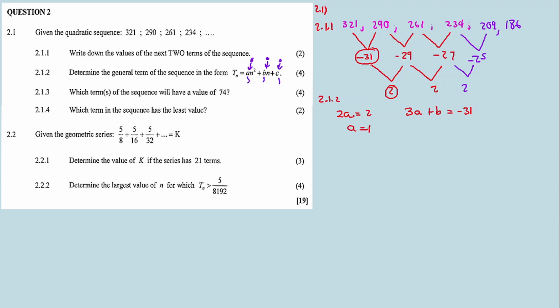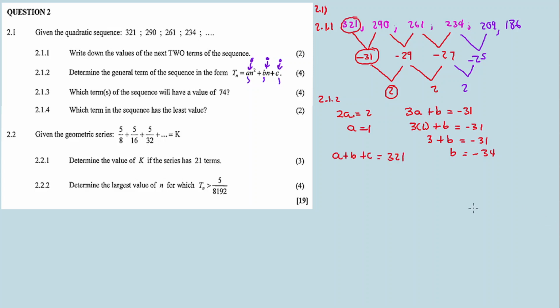Then we continue. So substitute. What is 3 times 1? It's 3. So 3 plus B is equal to minus 31. B is equal to negative 34. Ngoba now we transpose the 3 to the right, you figure as negative 3, negative 31, negative 3, it's negative 34.